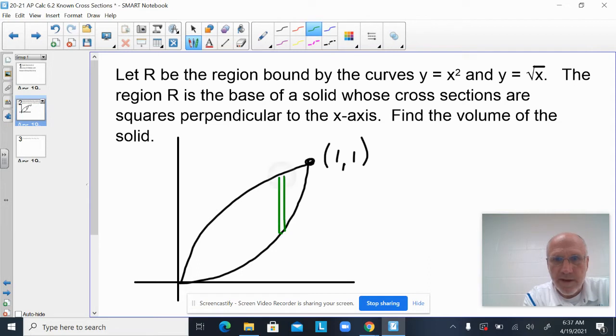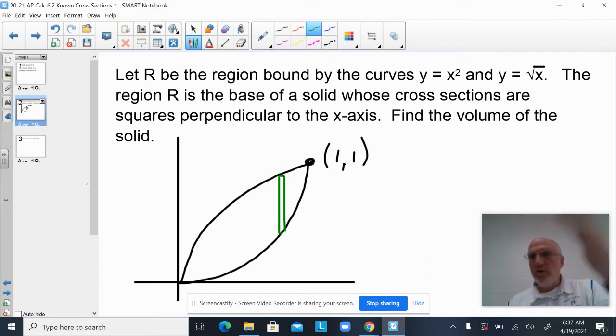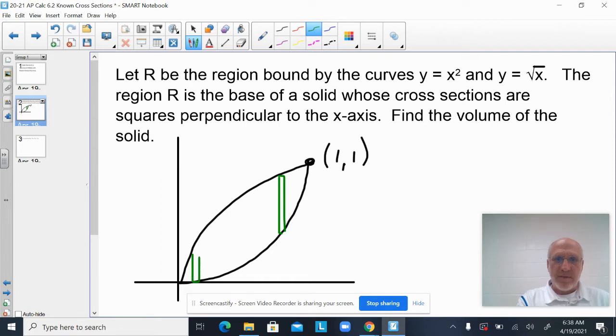I'm drawing one rectangle. Instead of rotating that, picture whatever length that side length is. Picture a square coming out from the page that same distance, like a square cross section with thickness dx, like this. So there would be a square down here. This cross section might be a little smaller. This cross section might be a little bigger.